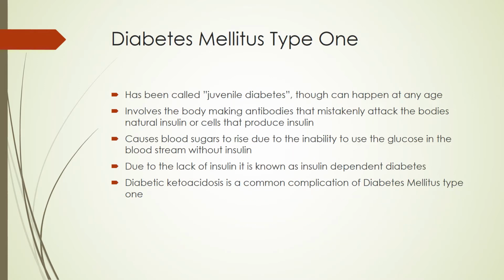Diabetes mellitus type 1 has also been called juvenile diabetes, though it can happen at any age. It involves the body making antibodies that mistakenly attack the body's natural insulin or cells that produce the insulin. This causes blood sugar to rise due to the inability to use the glucose in the bloodstream without insulin. Due to the lack of insulin, it is known as insulin-dependent diabetes. Diabetic ketoacidosis is a common complication of diabetes mellitus type 1.